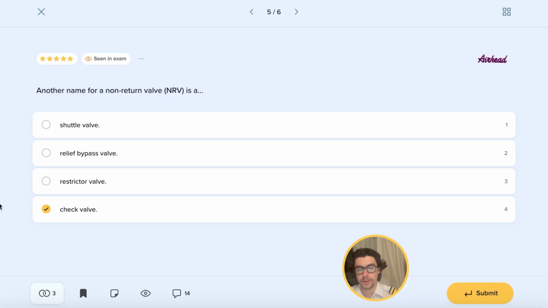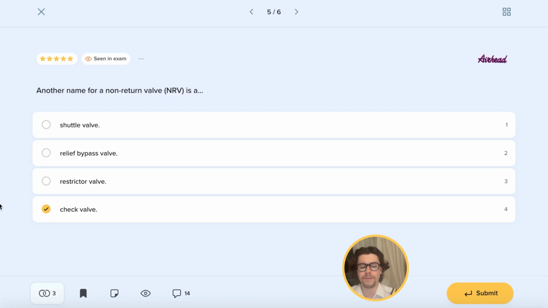A restrictor valve, for example, has a slightly different purpose. The restrictor valve will restrict the speed of the fluid flowing, so it will not stop the fluid from coming back or returning, but it will decrease the speed. That's what the restrictor valve does.